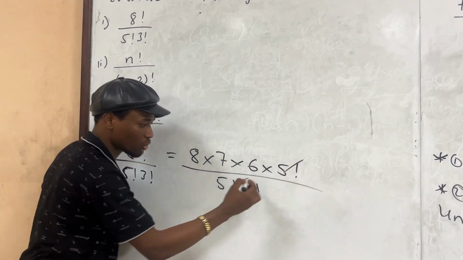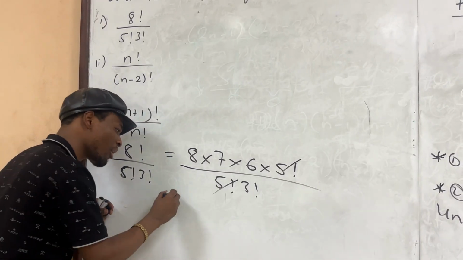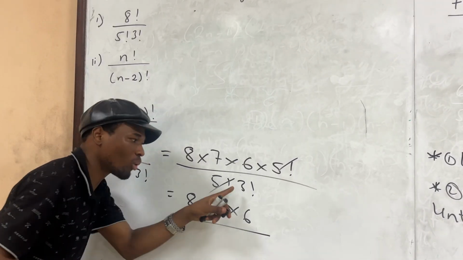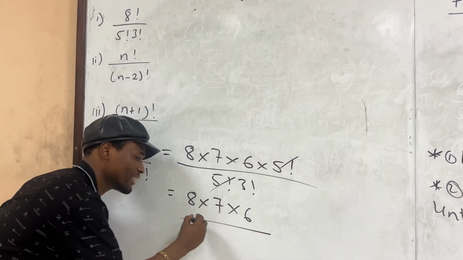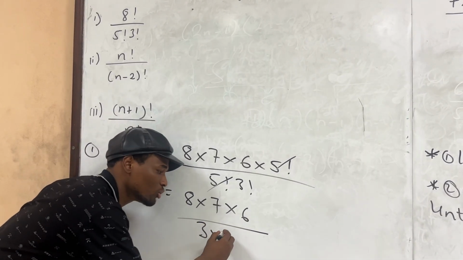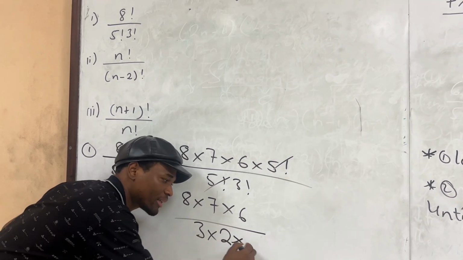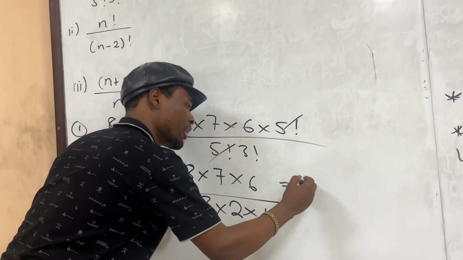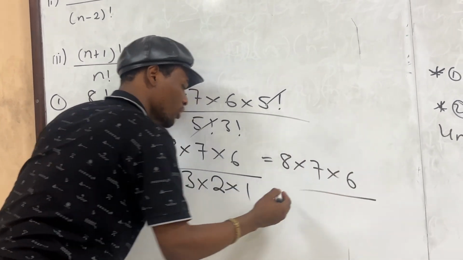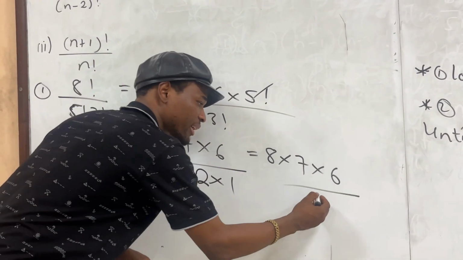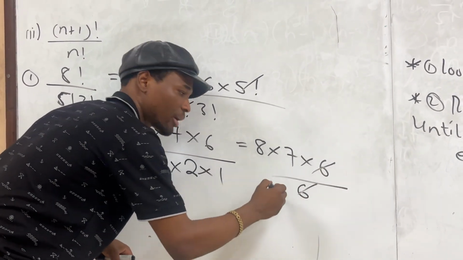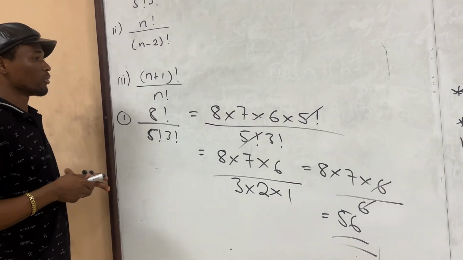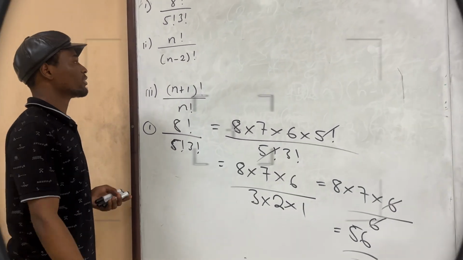What happens? 5 factorial cancels 5 factorial. So therefore we have 8 times 7, then times 6, all over 3 factorial. 3 factorial means 3 times, reduce it by 1, 2. Reduce 2 by 1, you get 1. That's all. So we have 8 times 7 times 6, then all over 3 times 2 times 1, which is 6. So 6 cancels 6. So therefore 8 times 7, we have 56. As simple as that.